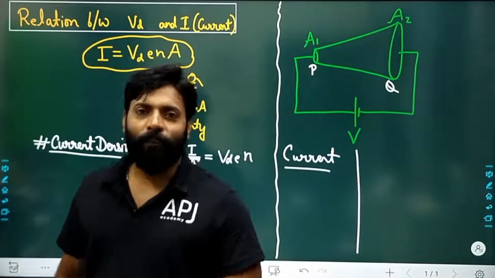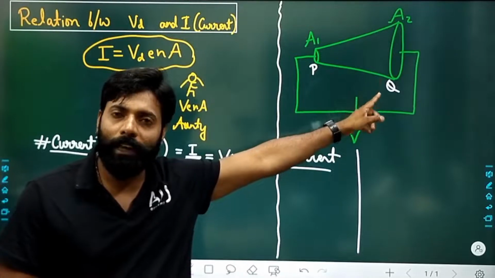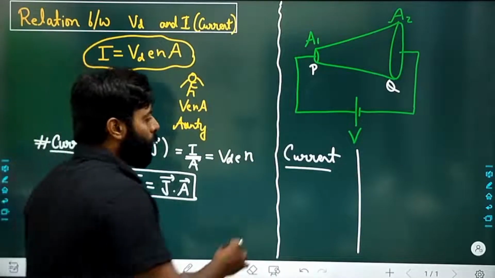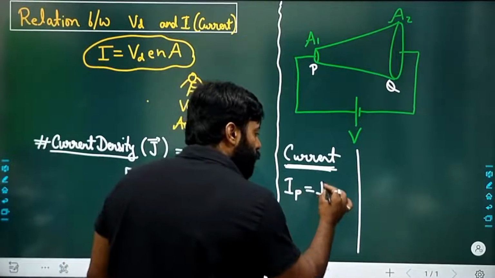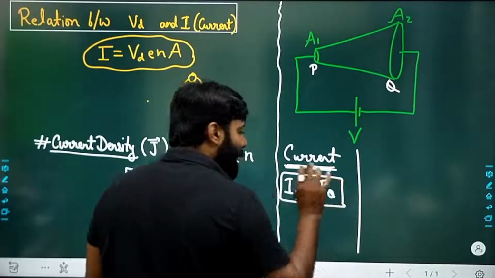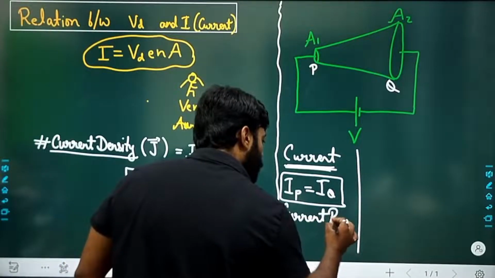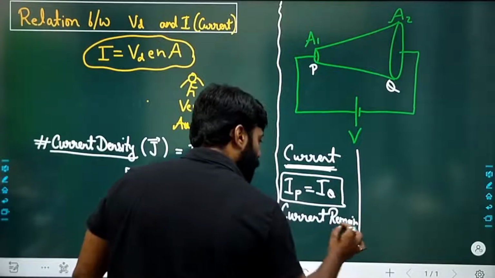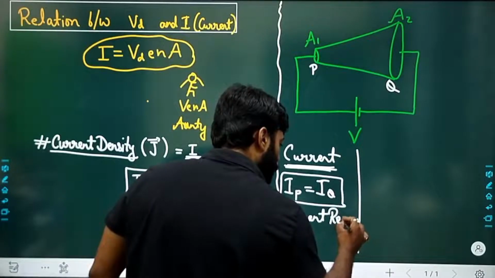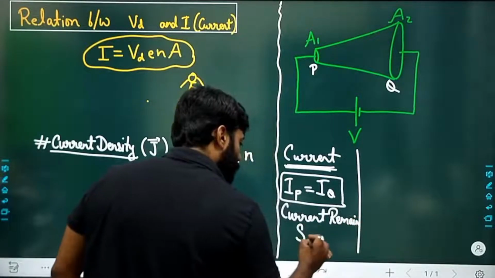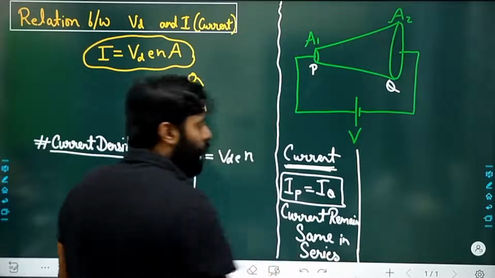Please do let me know in the chat section what will be the value of current at point P and what will be the value of current at point Q. What should be your answer? Here the value of current at P will be equal to the value of current at Q, because current remains the same in series, right? This you already know. So current will remain the same.